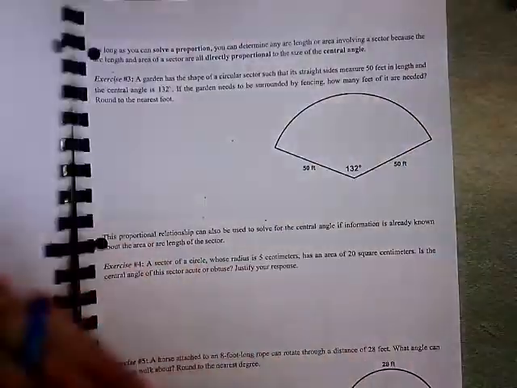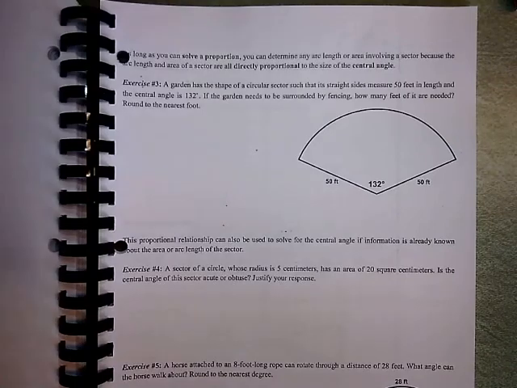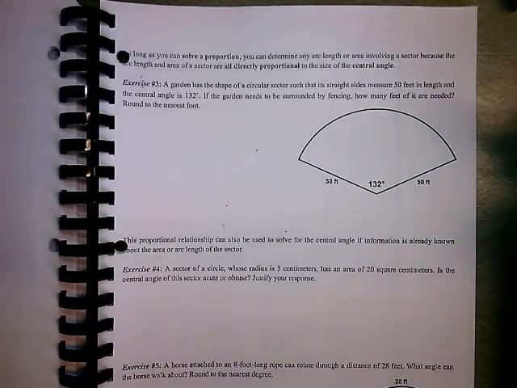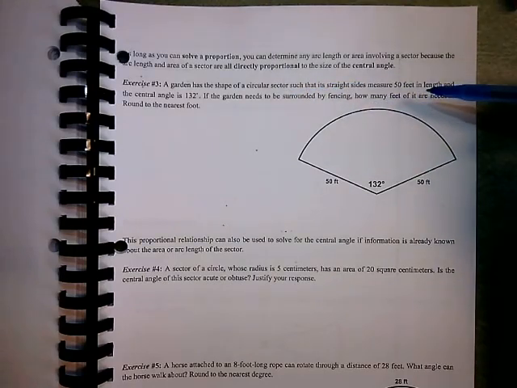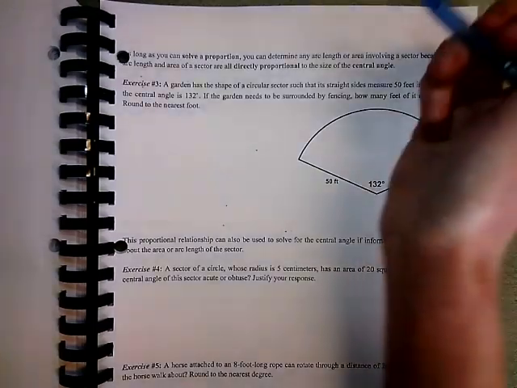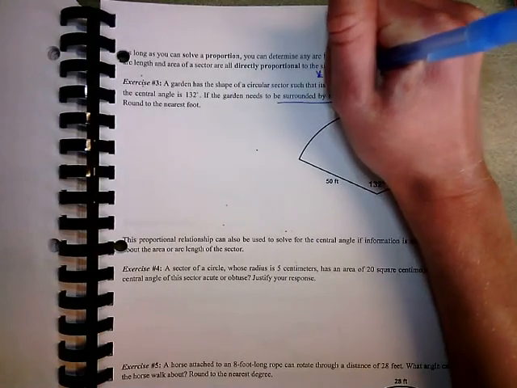All right, so let's take a look at the next page. All right, so let's take a look at 3. So a garden has the shape of a circular sector such that its straight sides measure 50 feet in length and the central angle is 132. If the garden needs to be surrounded by fencing, how many feet are needed? Okay, so because we want to find the fencing, this is not area, this is arc length.